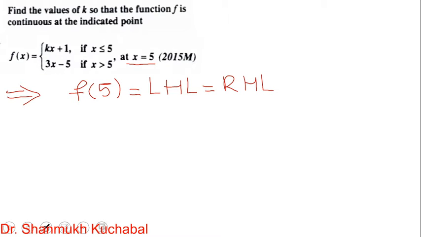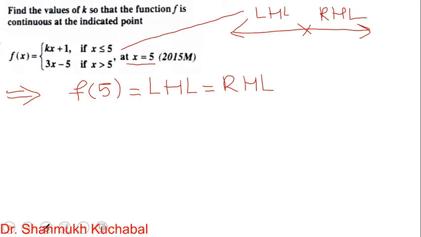So further we will find the left hand limit. This is a number line, this is the indicated point. The left side, less than, is taken as the left hand limit, and the right side, greater than, we have to take as the RHL. So LHL is for x less than 5, and RHL is the right side, so x greater than 5, whatever function is there. Now we'll find LHL.